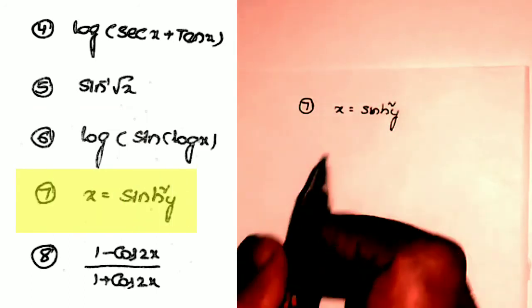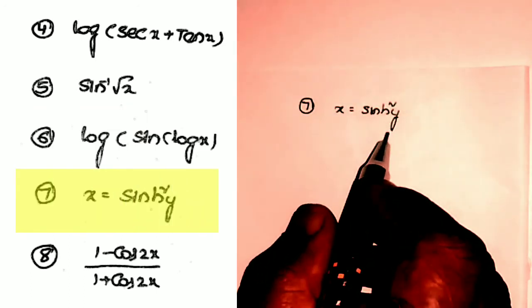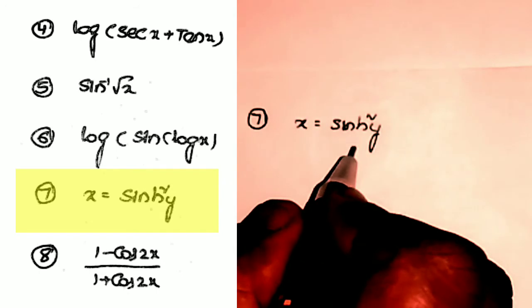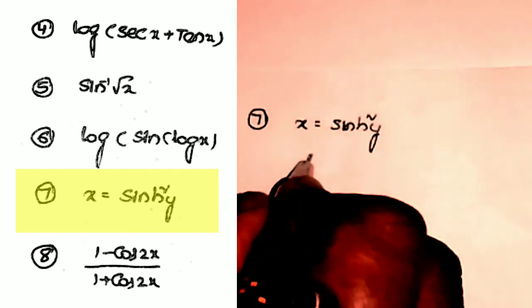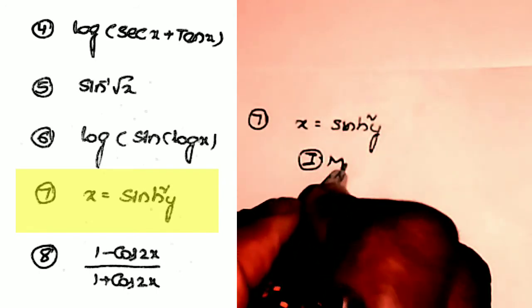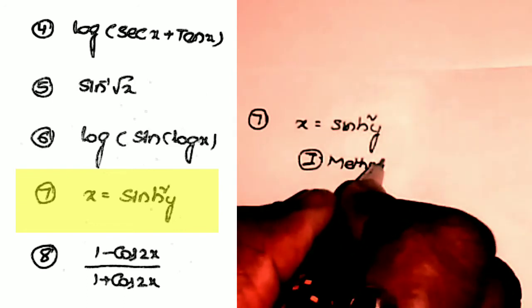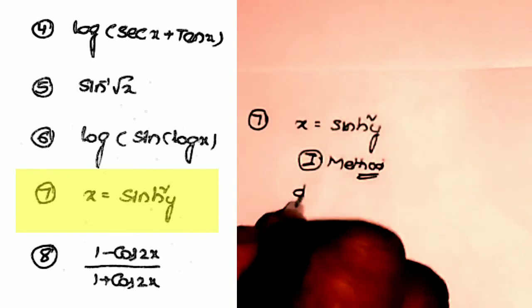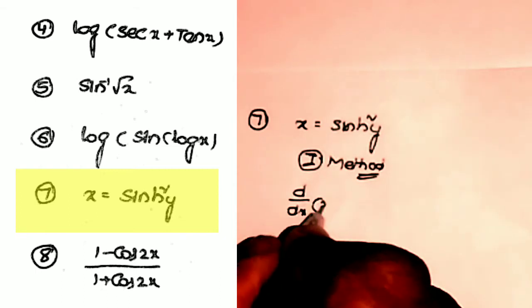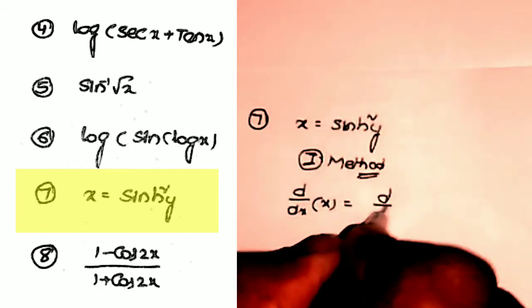Next question, sum number 7, x is equal to sinh square y. So here I have two methods to solve this question. The first method is directly doing the derivative to the given question, that is d by dx of x is equal to d by dx of sinh square y.